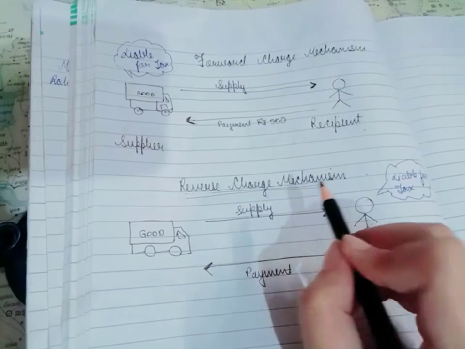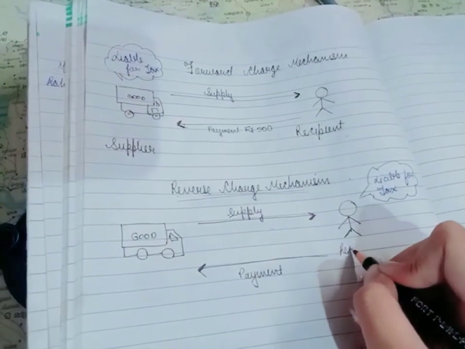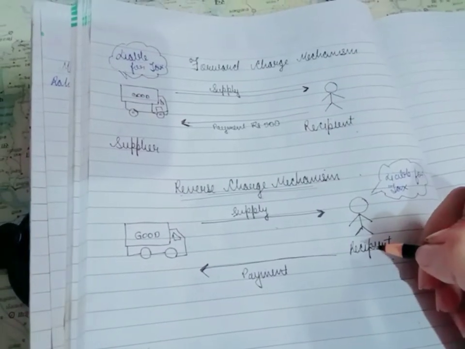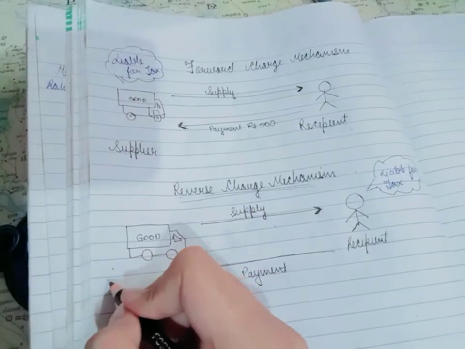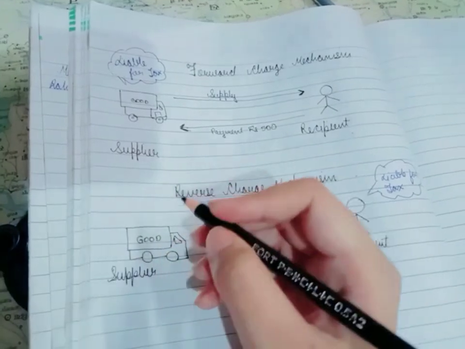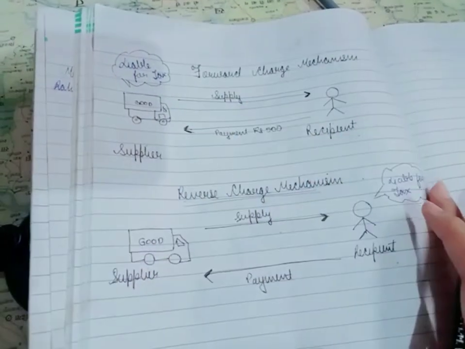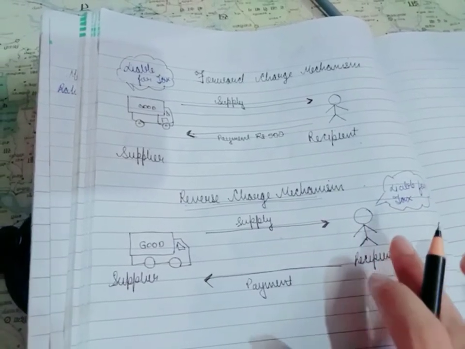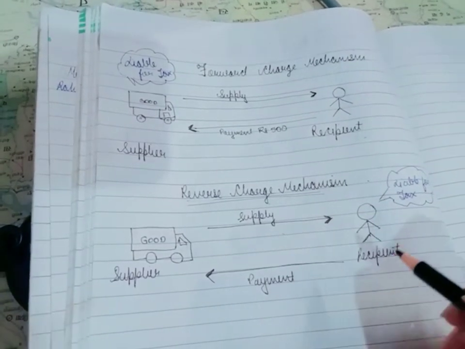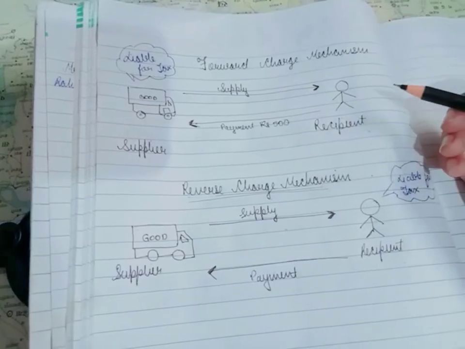Now, what is reverse charge mechanism? This is a mechanism where the recipient, who is taking the goods or service, and the supplier, the person who is liable to make the supply, in that scenario the recipient is liable to pay the tax to the government, and in this case the recipient is liable for all the compliance under the GST Act.